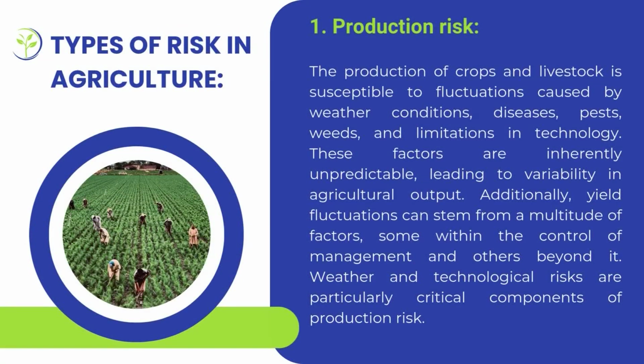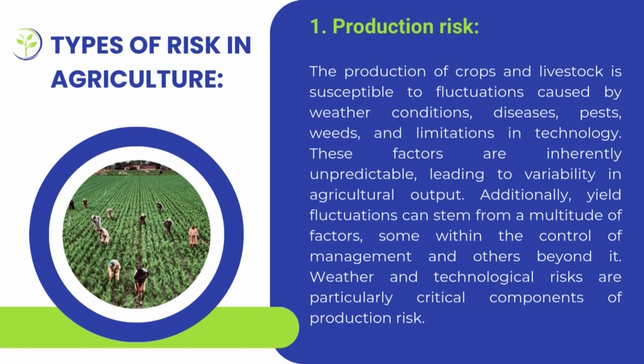Next, we discuss the types of risks in agriculture. The general types of risks in agriculture are as follows. Number one, production risks. The production of crops and livestock is susceptible to fluctuations caused by weather conditions, disease, pests, weeds, and limitations in technology. These factors are inherently unpredictable, leading to variability in agricultural output.